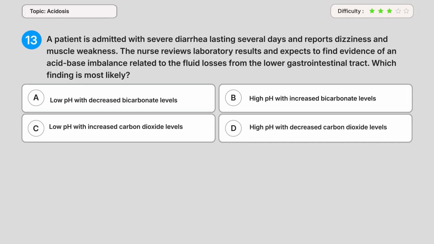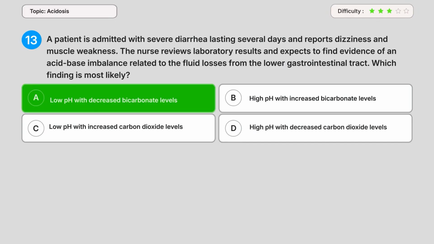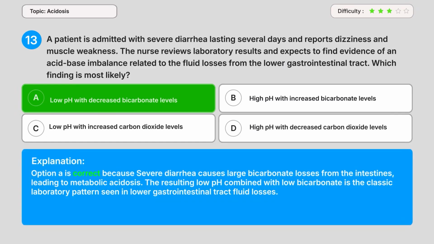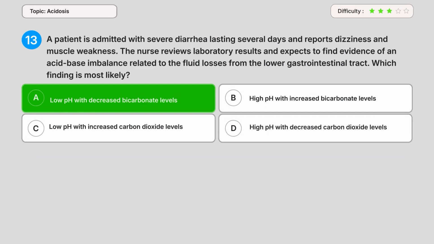Correct answer. A. Low pH with decreased bicarbonate levels. Severe diarrhea causes large bicarbonate losses from the intestines, leading to metabolic acidosis. The resulting low pH, combined with low bicarbonate, is the classic laboratory pattern seen in lower gastrointestinal tract fluid losses.